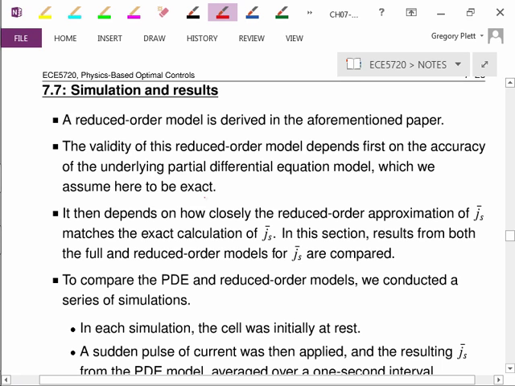When we are comparing the simulations of the reduced order models to see how good they are, we compare them to the PDE model because we are assuming that the PDE model is correct. We're assuming that that is exact. So if we can match the PDE model accurately with a reduced order model, we're doing well, is our assumption. So the question is, how well does our approximation of the average side reaction flux match the exact calculation of the average side reaction flux over the electrode? And we're going to compare both of those results.